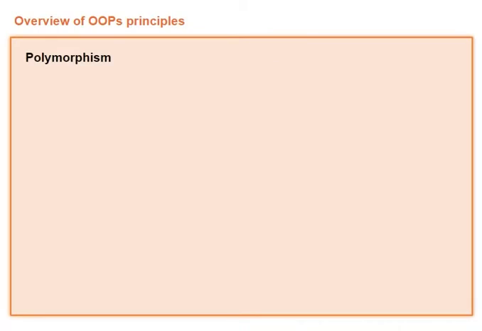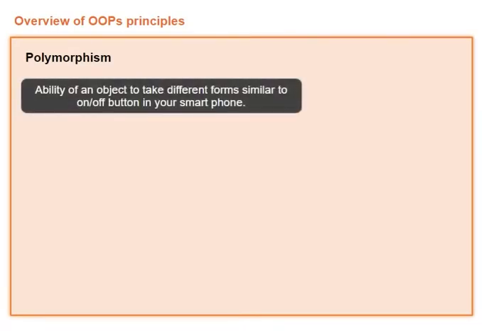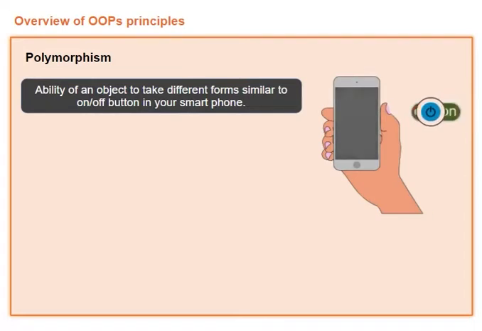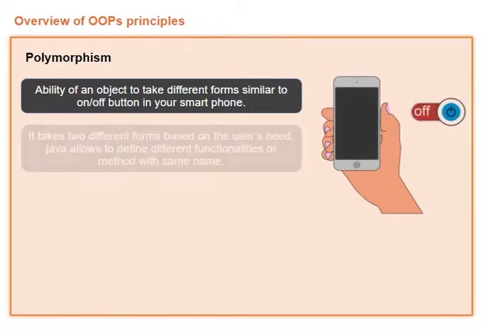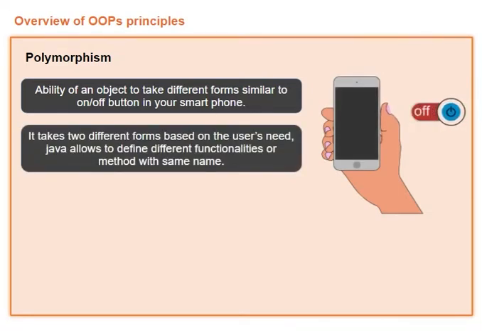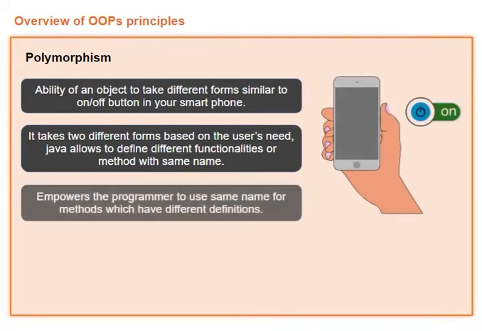Polymorphism. Polymorphism is the ability of an object to take different forms, similar to the on and off button in your smartphone. Similar to the button that takes two different forms based on the user's need, Java allows defining different functionalities or methods with the same name. In other words, polymorphism empowers the programmer to use the same name for methods which have different definitions.